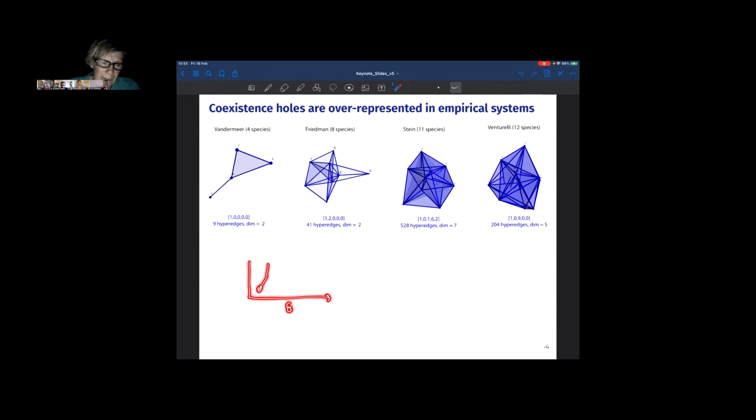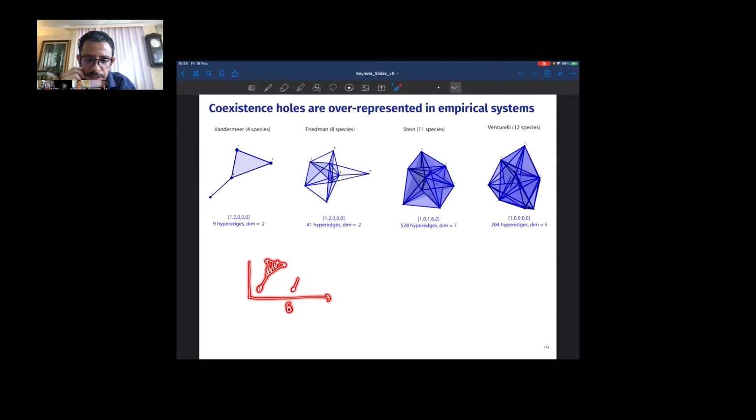Yes, so something perhaps to note is that in this case, the hypergraph or the simplicial complex is fixed, because either the species coexist or not. So it's not that you are adding hyperedges or complexes. They are fixed because either a species coexists or doesn't coexist.